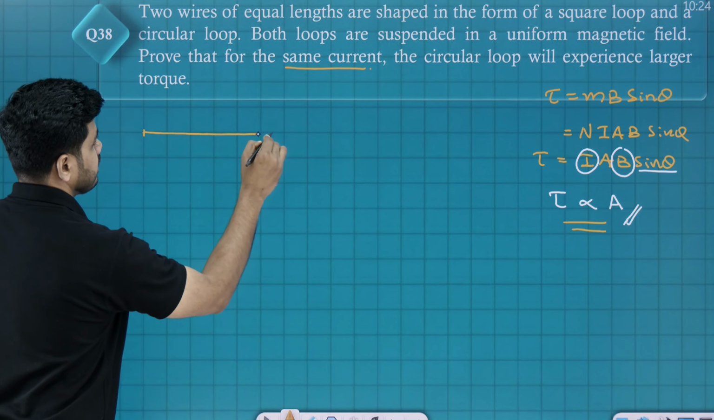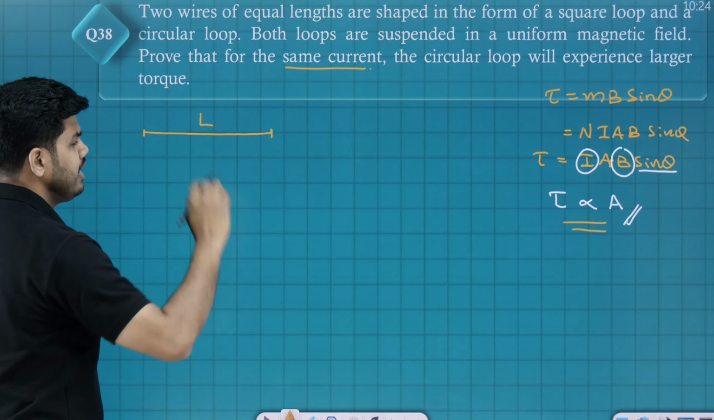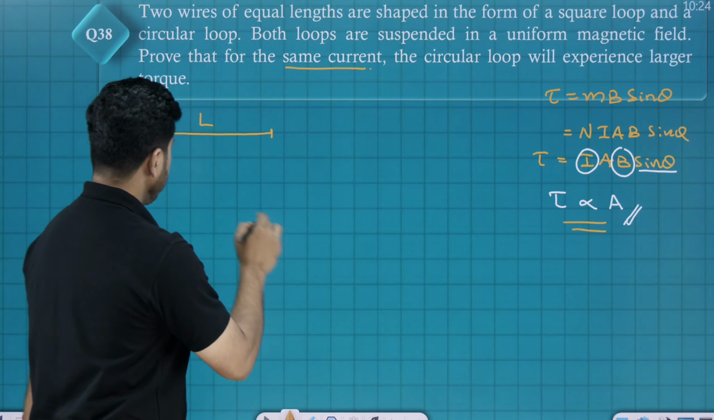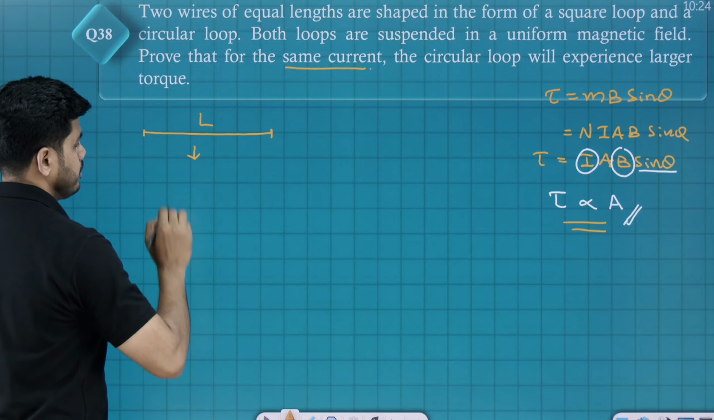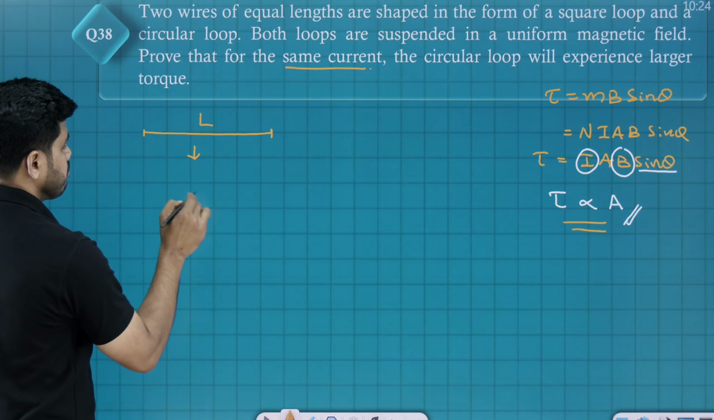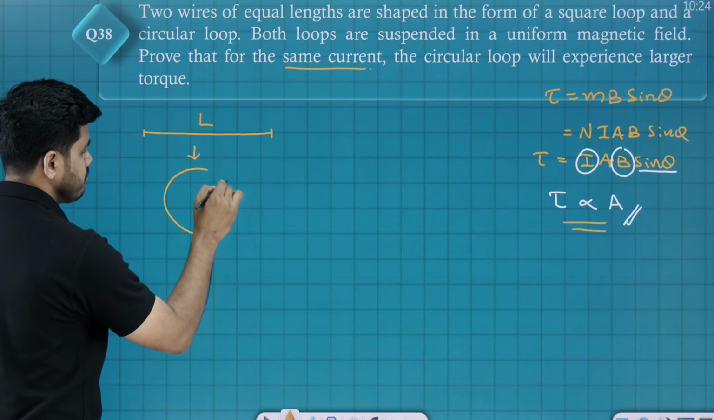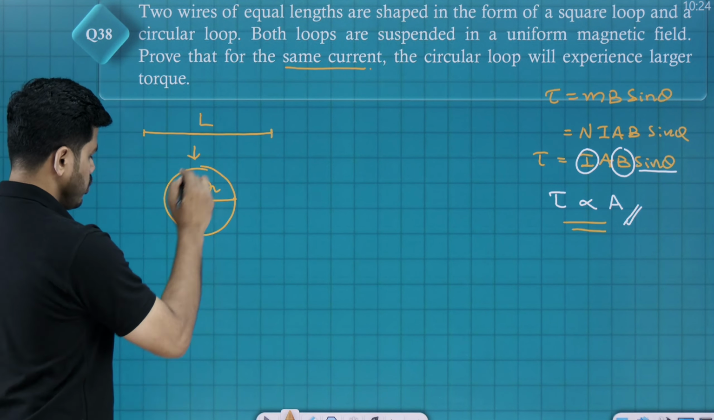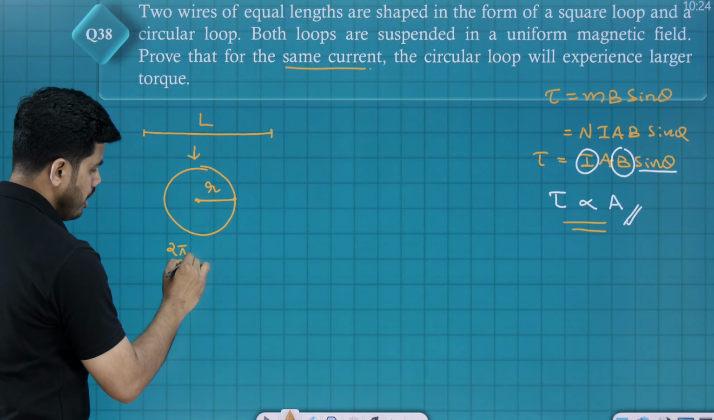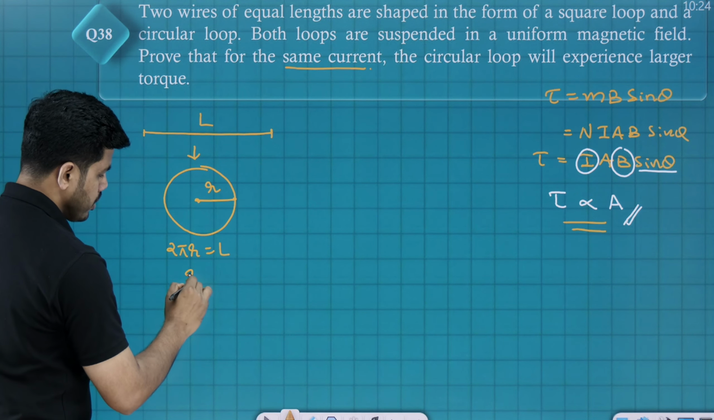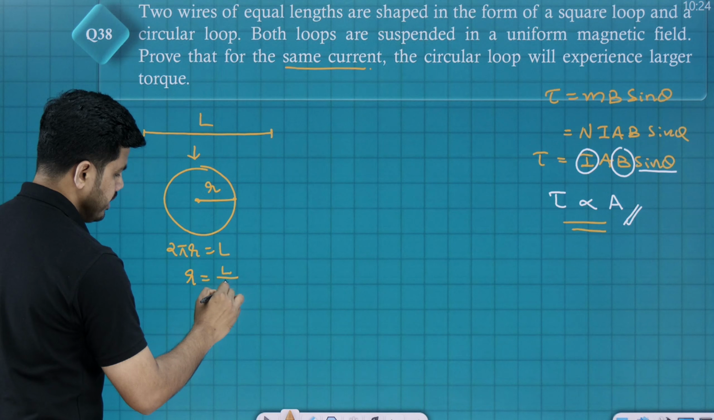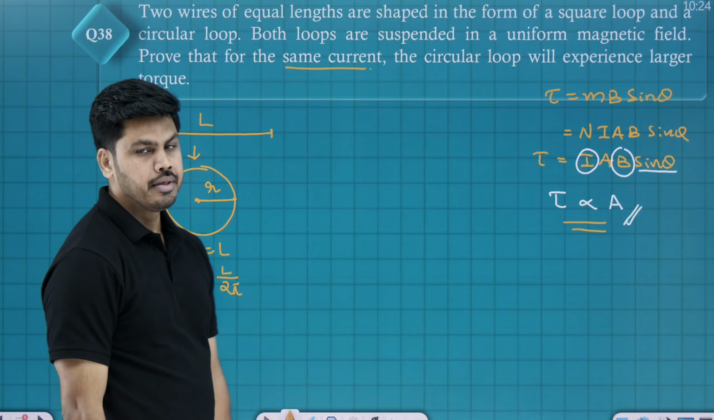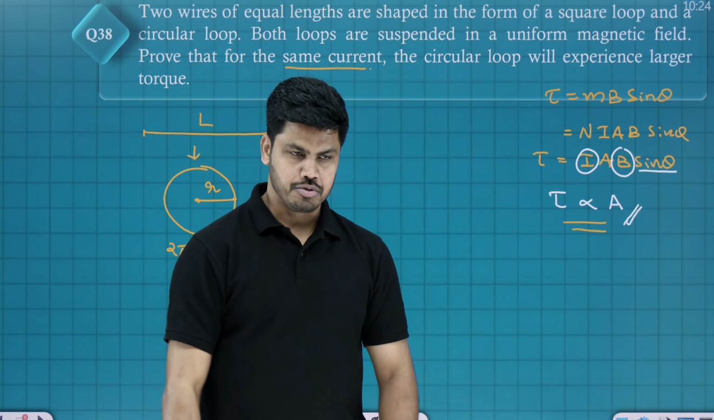If you have a wire of length L, L is the length of the wire. I'm going to make a circular loop from this. See, just like in the previous question, what we have done, so this is the radius of the circular loop. So we can say 2 pi r is equal to L, or radius is equal to L by 2 pi. So that is the radius of that loop.